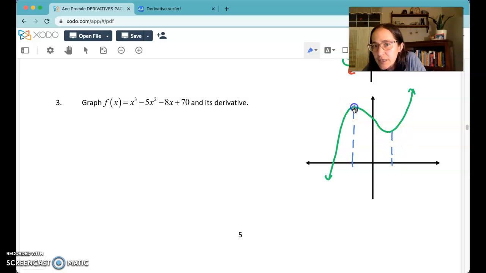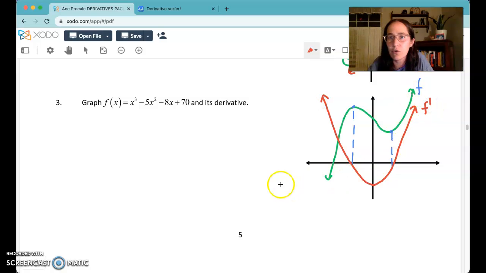Also, look at this peak and this valley. At exactly the spots where the original function f of x hits a high point and a low point, notice on your calculator that f prime, the derivative, is 0 there. So I want to draw this very purposefully. This is a parabola that has zeros at the exact spots where the original function f of x hits a turning point.